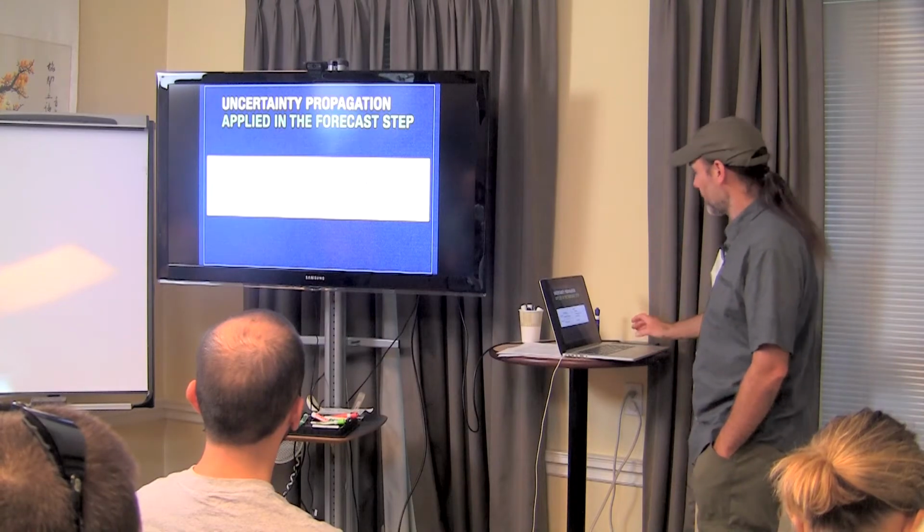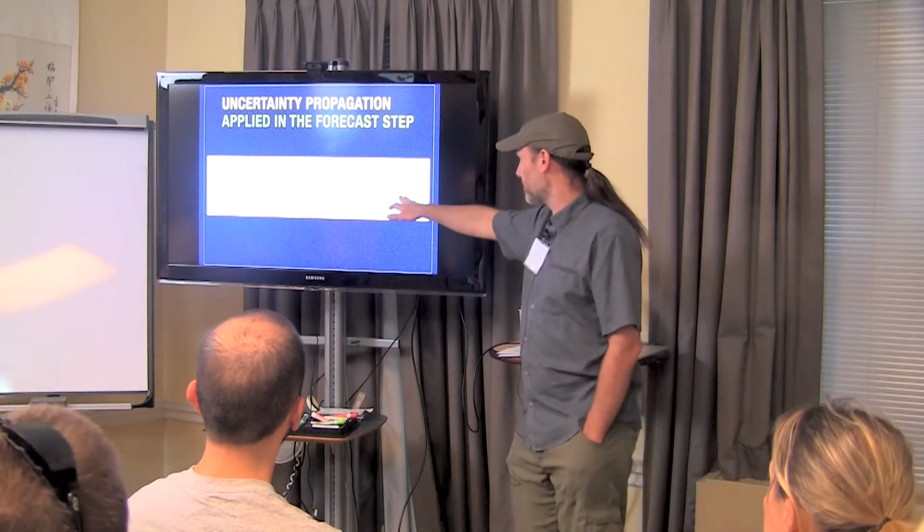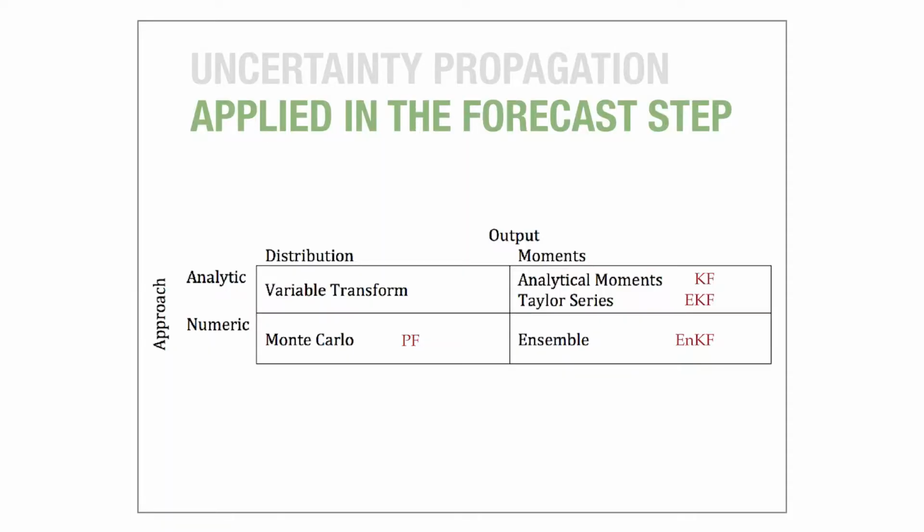So as I was saying earlier, we can map the Kalman filter and the extended Kalman filter onto these two analytical methods for propagating uncertainty. And so today I want to introduce our two numerical methods for doing iterative forecasting or data assimilation that map onto these two numerical methods we know how to use to propagate uncertainty. The first is the Ensemble Kalman Filter, which uses an ensemble-based uncertainty propagation, and the second is the particle filter, which uses a Monte Carlo-based uncertainty propagation.